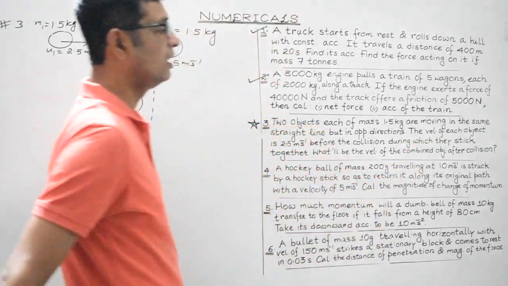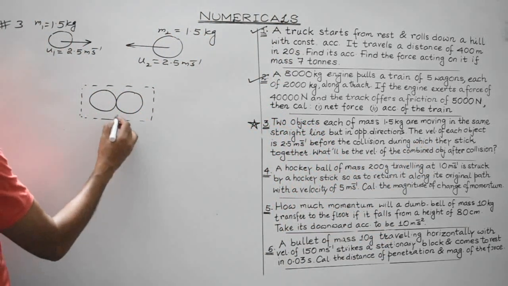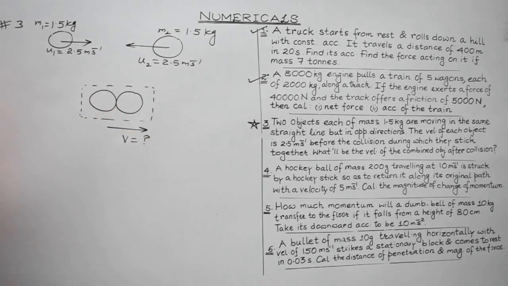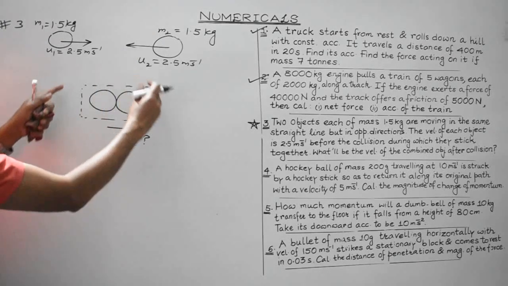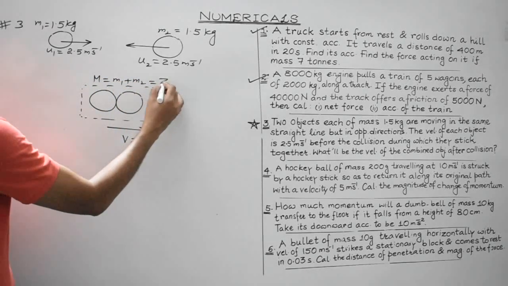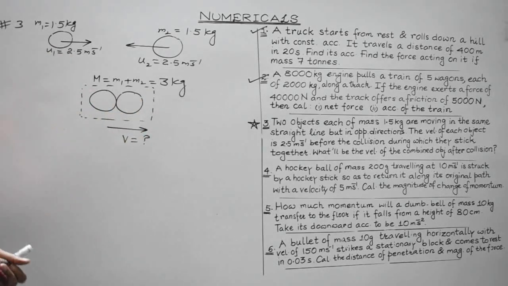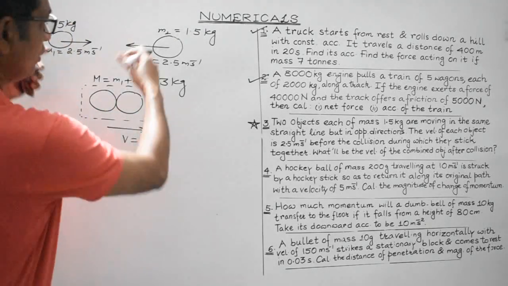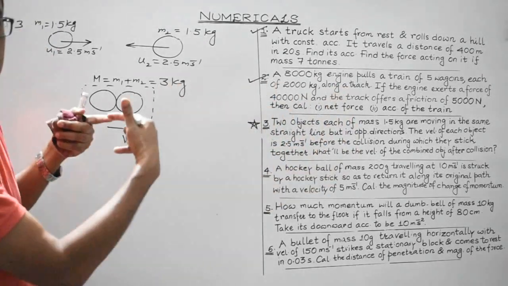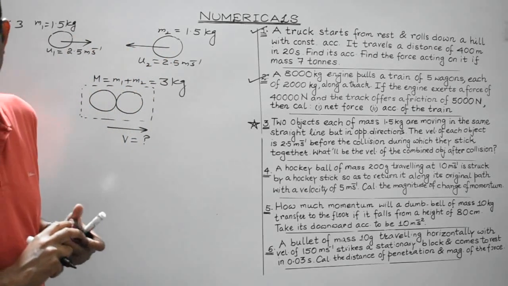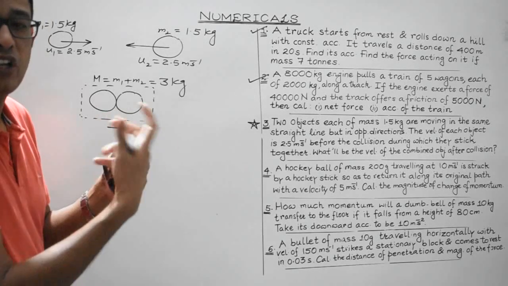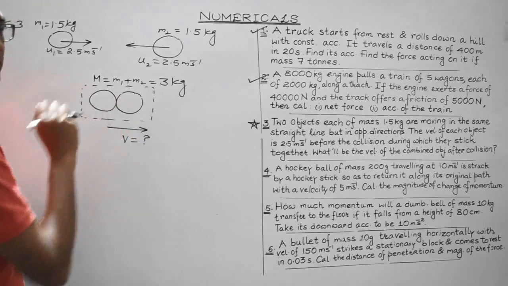What will be the velocity of the combined object after collision? So we are supposed to find out the velocity of this combined mass. V is to be determined. Now what is the combined mass? It will be m1 plus m2, which will be equal to 3 kg. So these are the two identical bodies, each of mass 1.5 kg, moving along the same straight path but in the opposite direction, each having velocity of 2.5 meter per second. And in the question it's given that after collision they stick together. So after collision, what will be the final velocity of this combined mass?